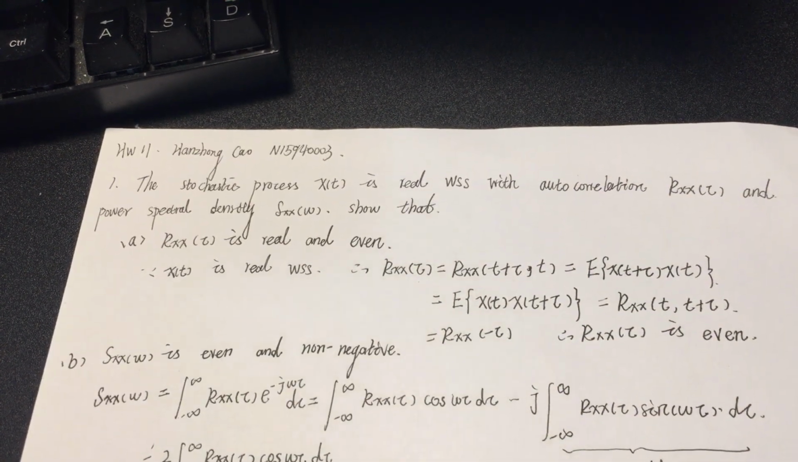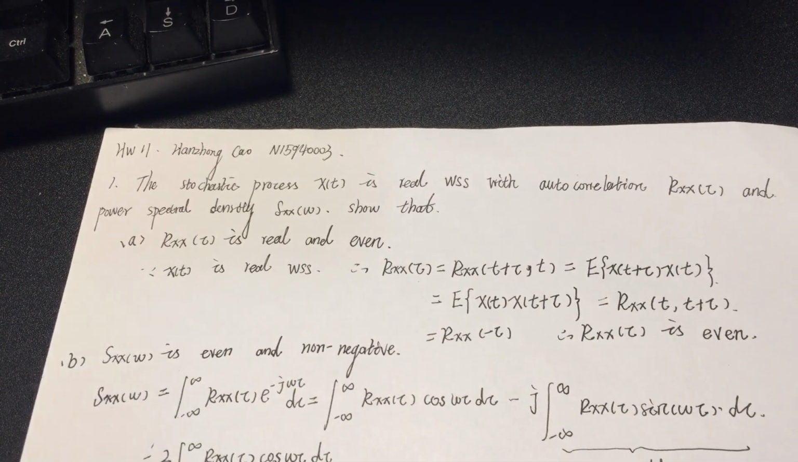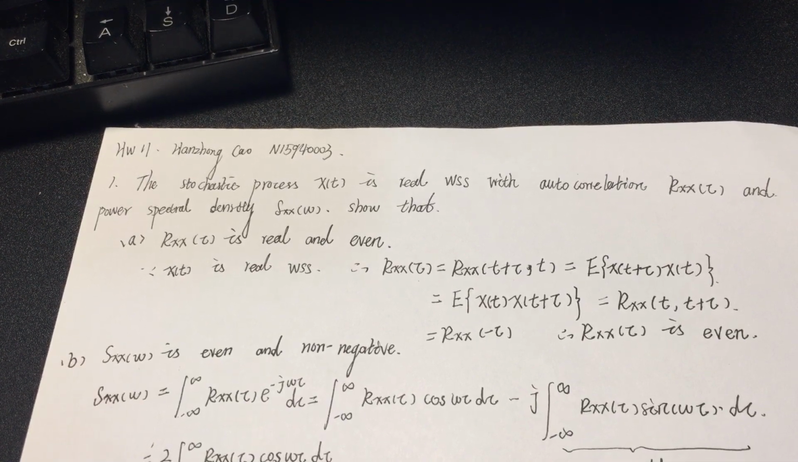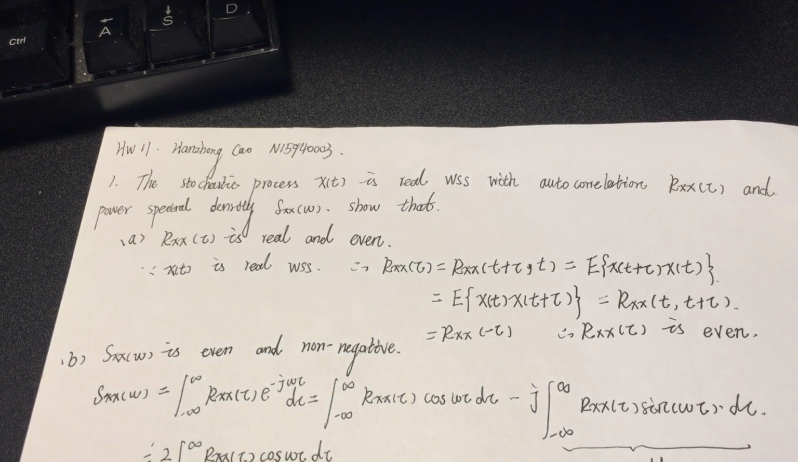Hello everyone, today we are going to talk about homework 11 question 1. It is given that the stochastic process X(t) is wide-sense stationary with autocorrelation Rxx(tau) and power spectral density Sxx(omega). Question 1, part A: show that Rxx(tau) is real and even.